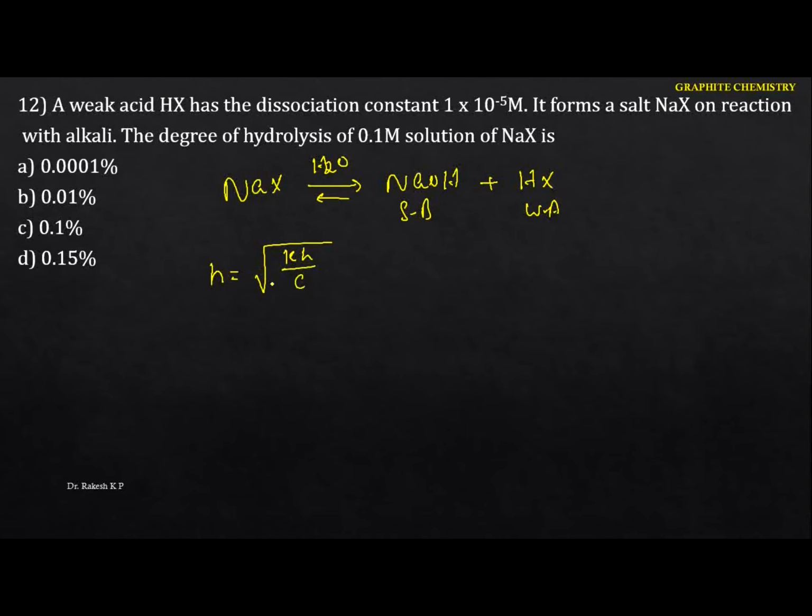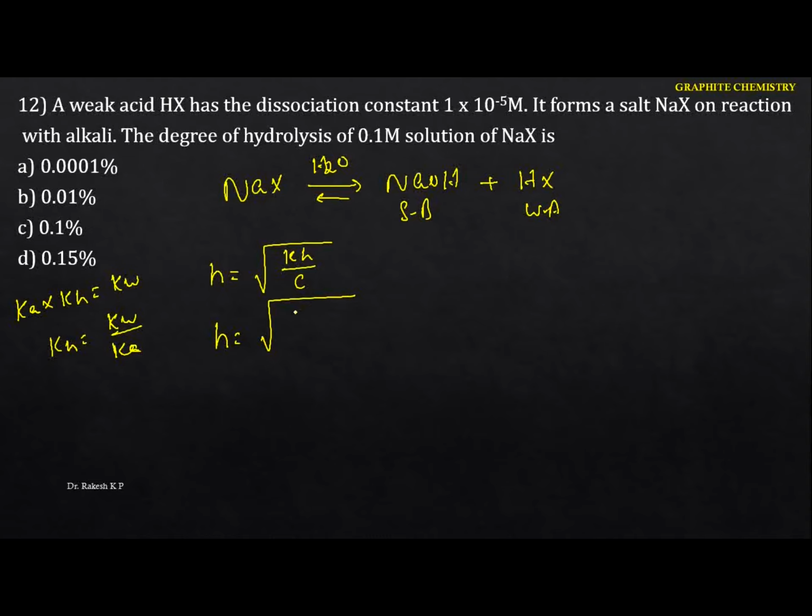This is the hydrolysis here. Now we just identify this one. We know that Ka into KH is equal to KW. And now what is KH? I can write it as KW divided by Ka. Now I'm going to substitute that value instead of KH, so I'm going to take KW.